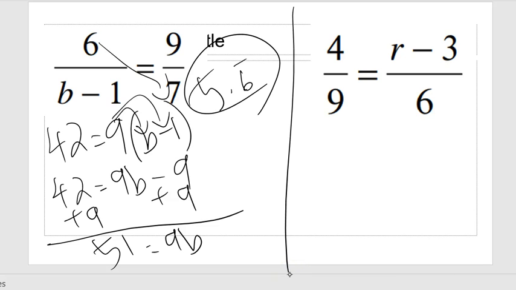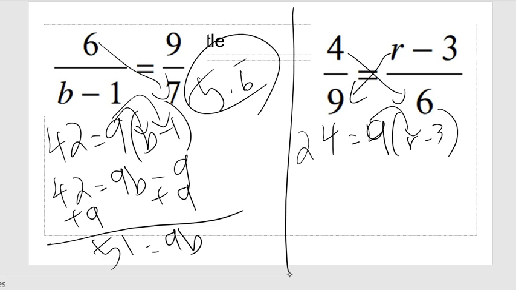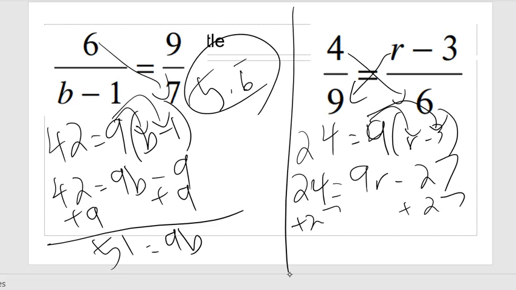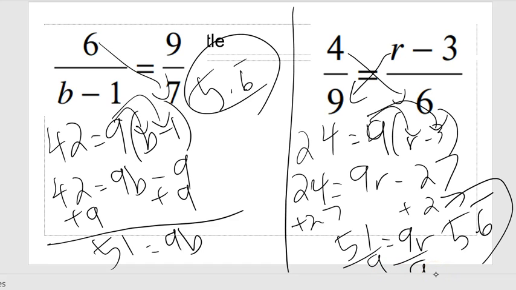Same thing over here. We cross multiply. We get 24 equals 9 times r minus 3. 24 equals 9r minus 27. It's 9 times 3. We add 27 to both sides. 51 equals 9r. Divided by 9, divided by 9. You're also going to get 5.6. The same answer. There we go.